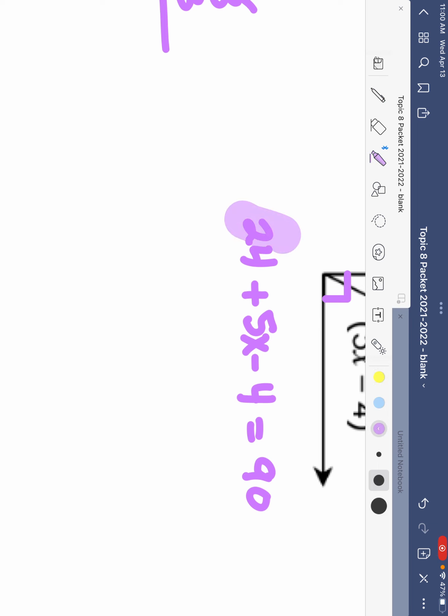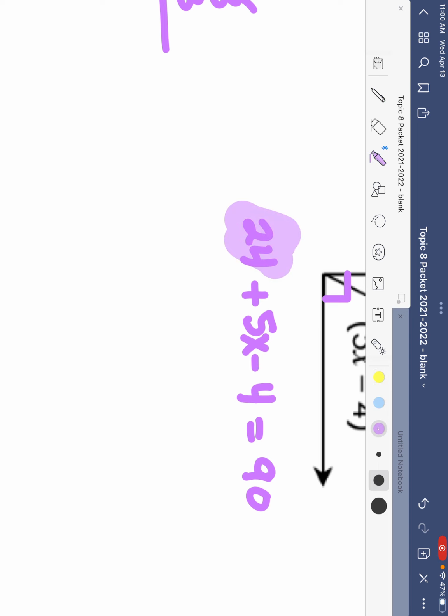So I know that 24 and negative 4 I can combine. 24 minus 4 is 20. So I have 20 plus 5x equals 90. I don't have any more like terms, so this is a normal two-step equation that I can solve. So I need to undo the thing farther away from this x first. So I need to undo this 20 first.